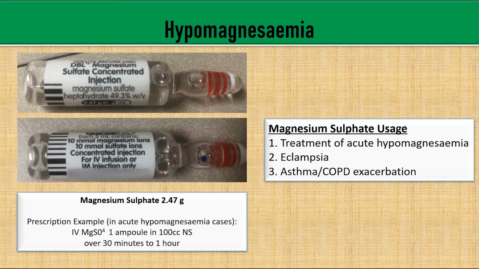Just to illustrate, this is our magnesium sulfate ampule, and 1 ampule actually contains 2.47 gram of magnesium sulfate. In practice, normally you'll cover this with MAXA. For information, magnesium sulfate actually has diverse usages. It can be used to treat acute hypomagnesemia, like what I mentioned in this lecture. It can be used as a treatment for patients with eclampsia in our pregnant mothers. It also can be used as a bronchodilator for patients with acute exacerbations of bronchial asthma or COPD. In practice, normally we'll dilute this 1 ampule of MAXA in 100 cc normal saline and run it over 30 minutes to 1 hour.